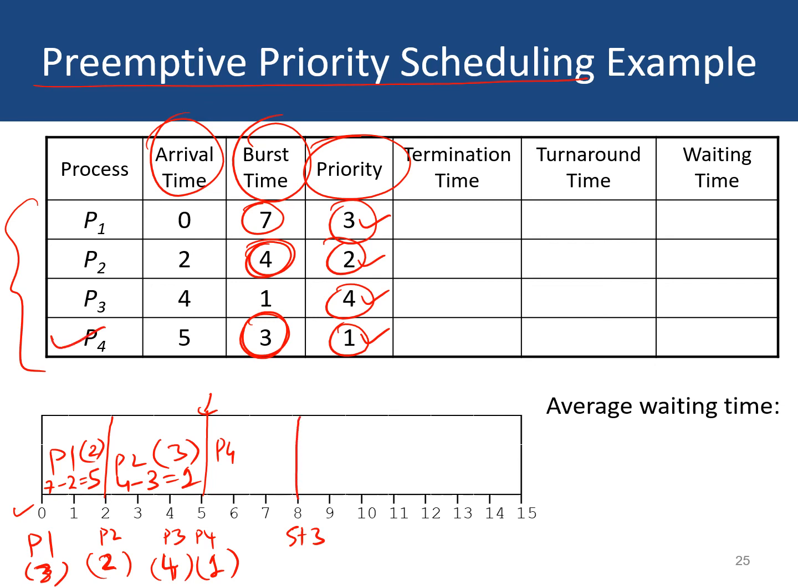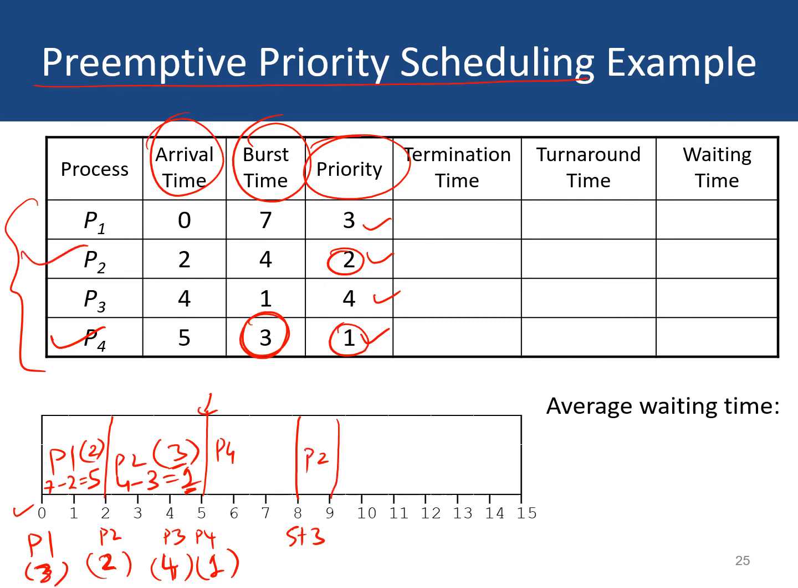When P4 finishes, P1, P2 and P3 are remaining in the system. Now this is priority scheduling algorithm, so we will execute the highest priority process next. So among P1, P2 and P3, P2 has the highest priority, so P2 gets to execute next. Note that P2 had already executed for 3 milliseconds earlier, so it only has a remaining CPU time of 1 millisecond. So it will start at time 8 and it will finish at time 9.